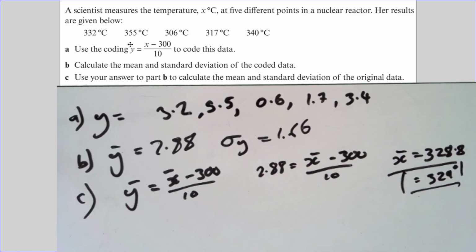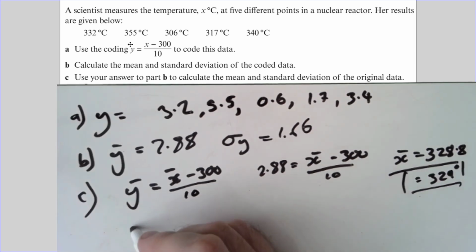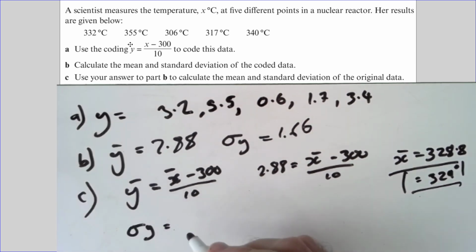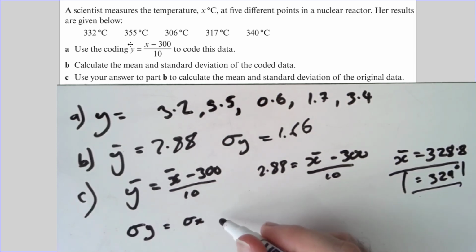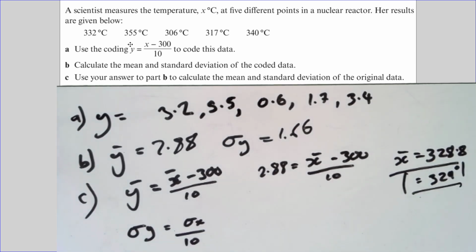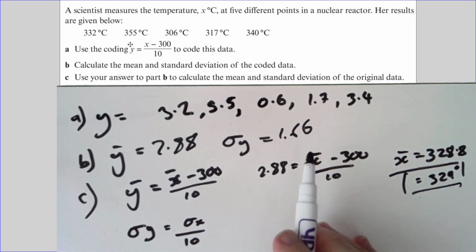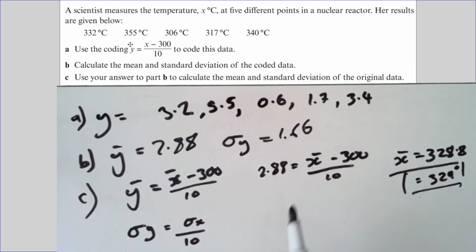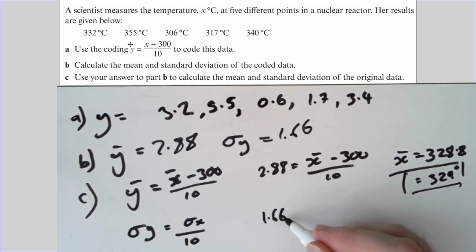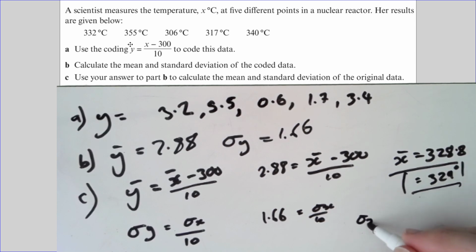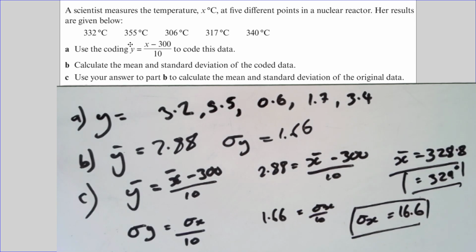So we can also work out the standard deviation. We can write down sigma Y equals sigma X. We're going to miss out the minus 300 and then we're going to divide it by 10. So this is our formula for working out standard deviations. And we worked out sigma Y, it's this 1.66. So we've got 1.66 is sigma X over 10. Multiplying up, we get sigma X is 16.6. So we get our mean and standard deviation for the original set of data.